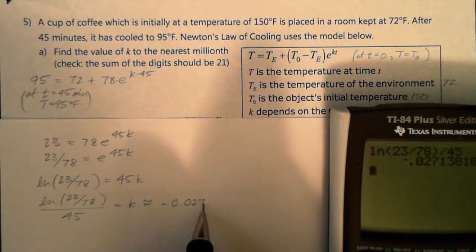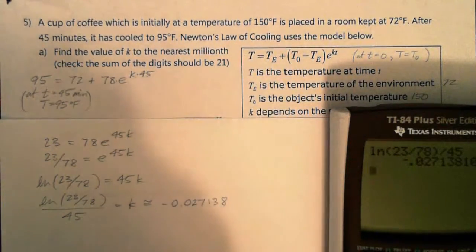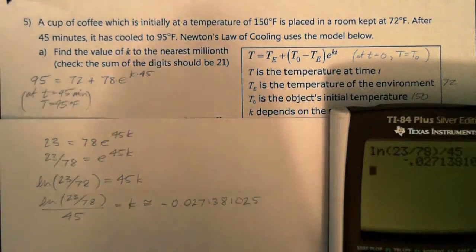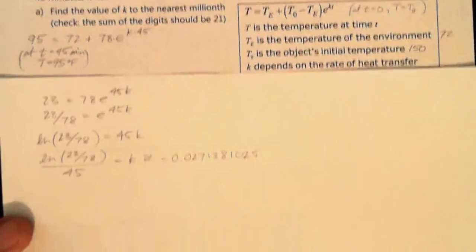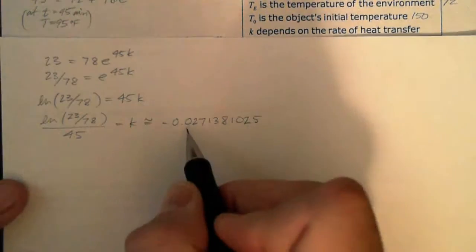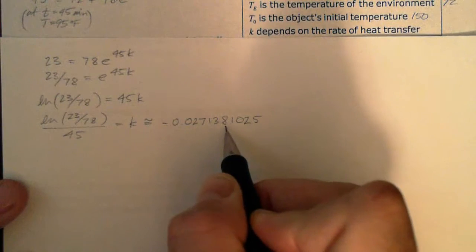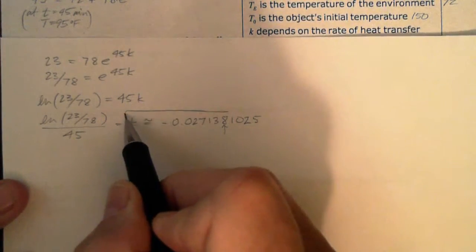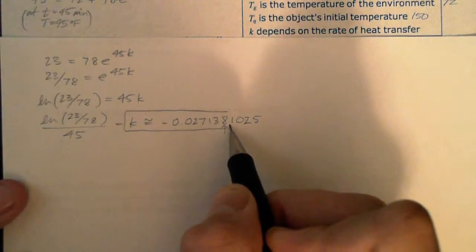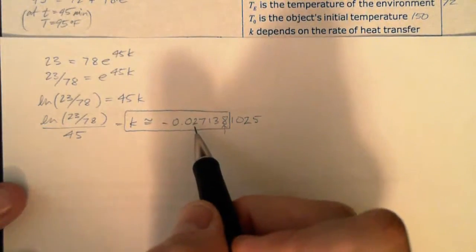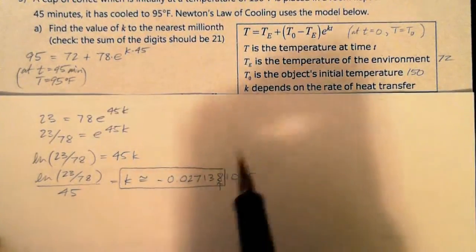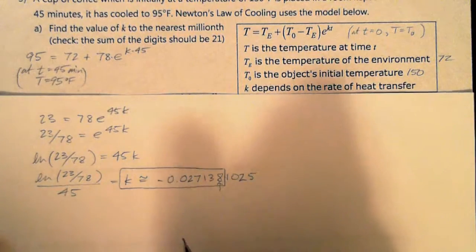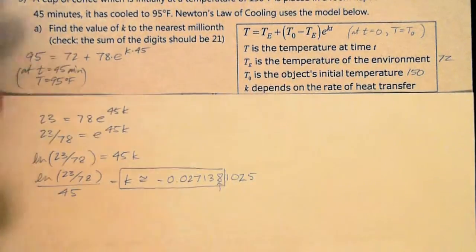And we're looking for the nearest millionth. 0.027138, 1025. That's as many digits as I see here. And we want the 10 to the minus 6, or millionth. And we can see in this case, we can simply cut it off or truncate it at that point. So this will be our value of k. And if we check the sum of the digits, just for the heck of it, 2 plus 7 plus 1 plus 3 plus 8 should be 21. Okay, so we have our k value.